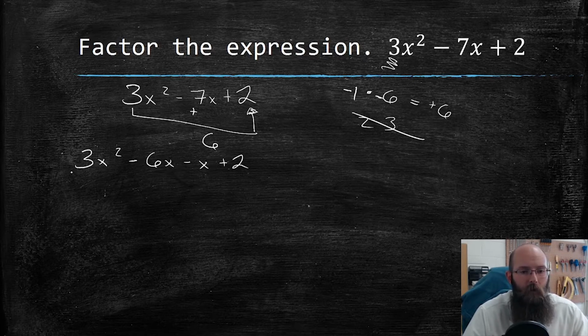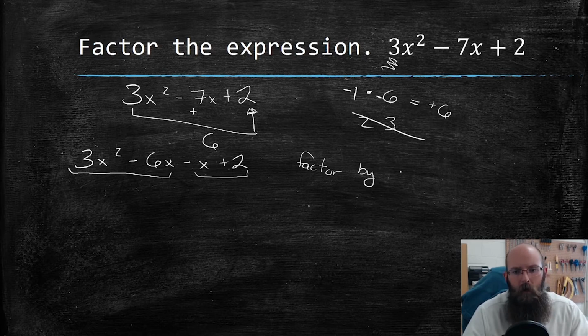But now I have 4 terms, and I'm going to do what's called factor by grouping. So I'm going to group my first two things and my last two things and factor out whatever I can.